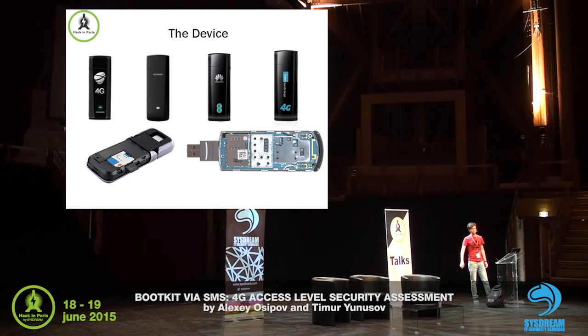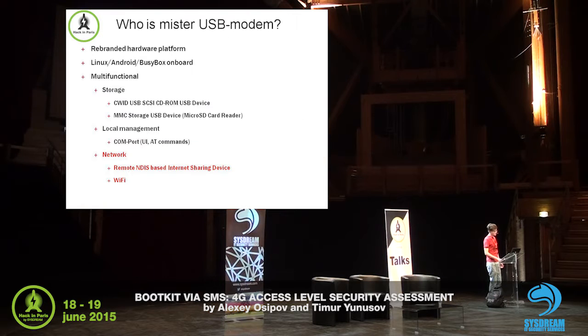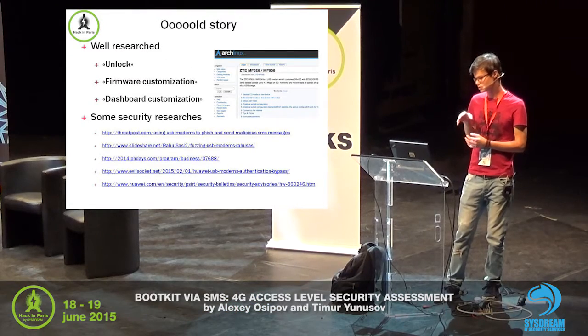Next part is about the devices, about 3G and 4G USB modems. A 3G or 4G modem is not only a black box that you plug into your computer to get the internet. It is a small computer with an operating system and file system, with Linux or Android on board, which supports many interfaces like SD cards, virtual CD-ROM, management COM ports, and so on. And of course, the network part, like remote network devices and sometimes Wi-Fi. These parts are also really well researched.